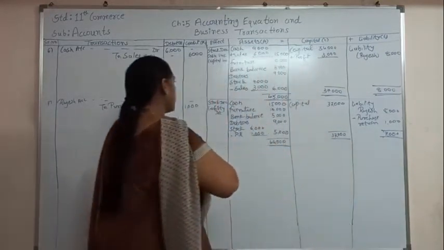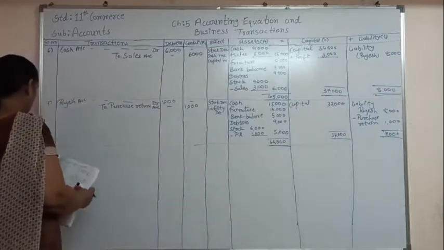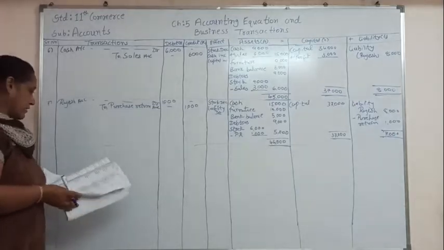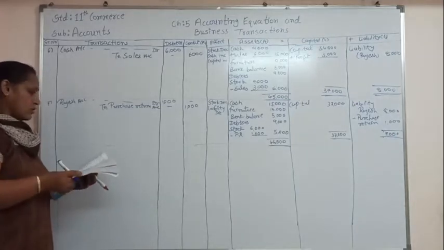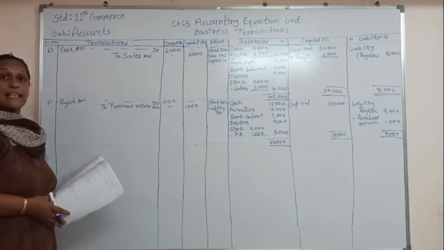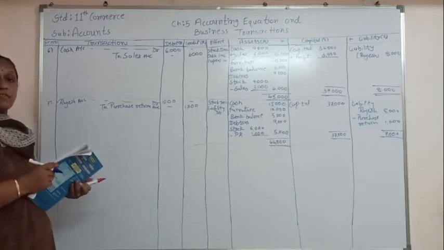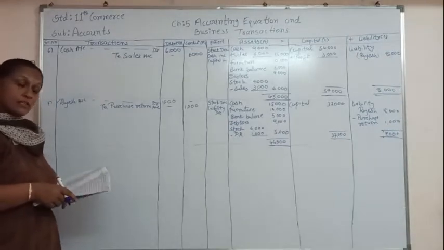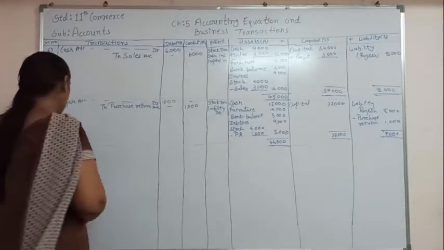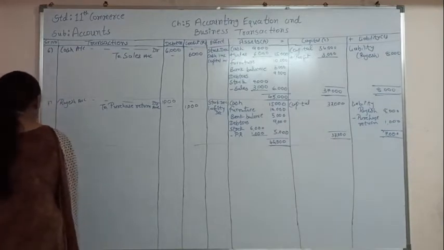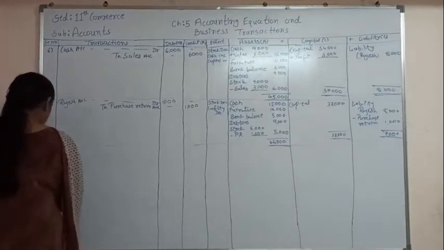Now let's see the next transaction. Transaction number 8. Goods of rupees 2,000 returned by Raman. So it is a sales return. For sales return, we are going to pass the journal entry: sales return account debit to Raman account. That journal entry we are going to pass for transaction 8, sales return account debit.